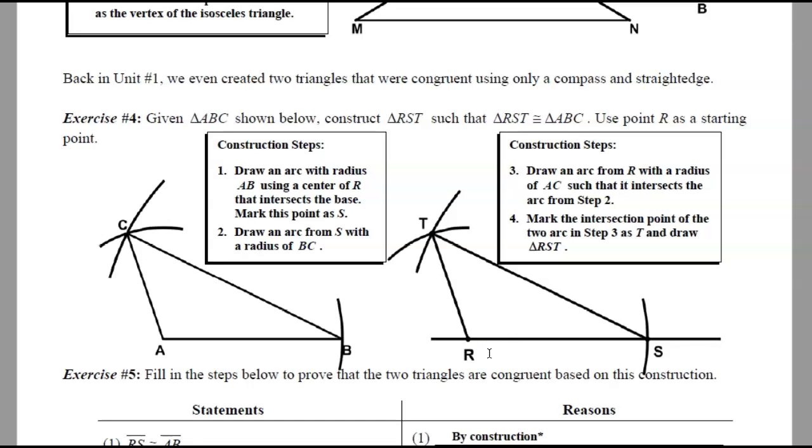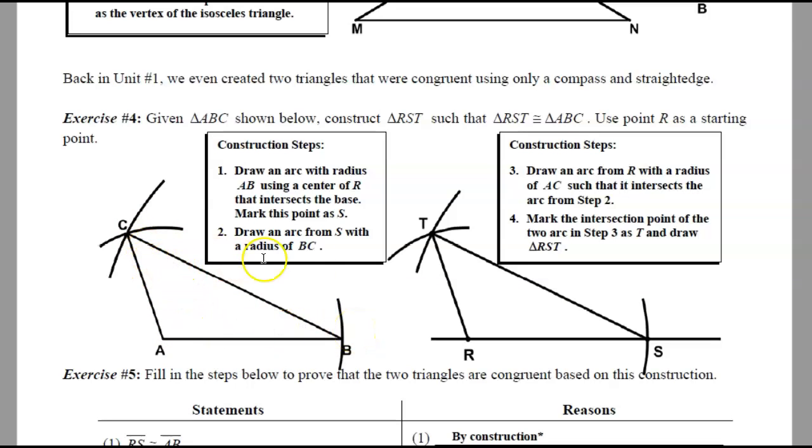Once I've done that, then what I want to do is go back to my original triangle and figure out what the length of either AC or BC is. Okay, so then I think what the directions are saying here, to draw an arc from S with radius BC, it doesn't matter which one you do next. Okay, you've got your base segment copied. You can either do AC next or BC next.